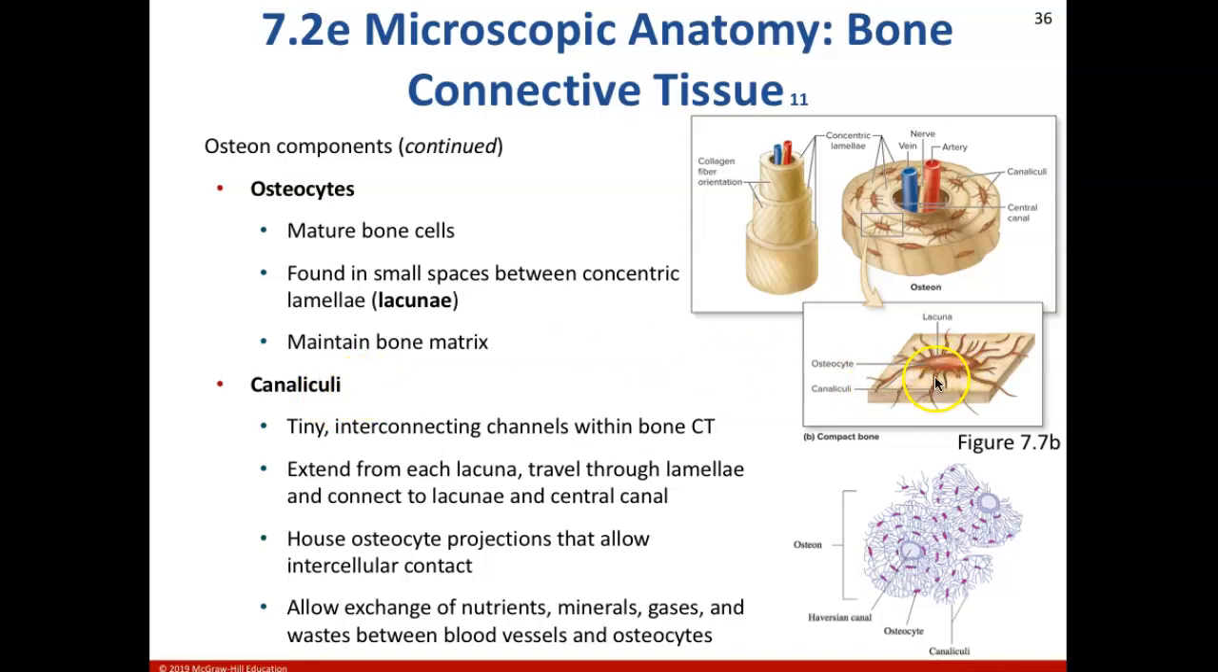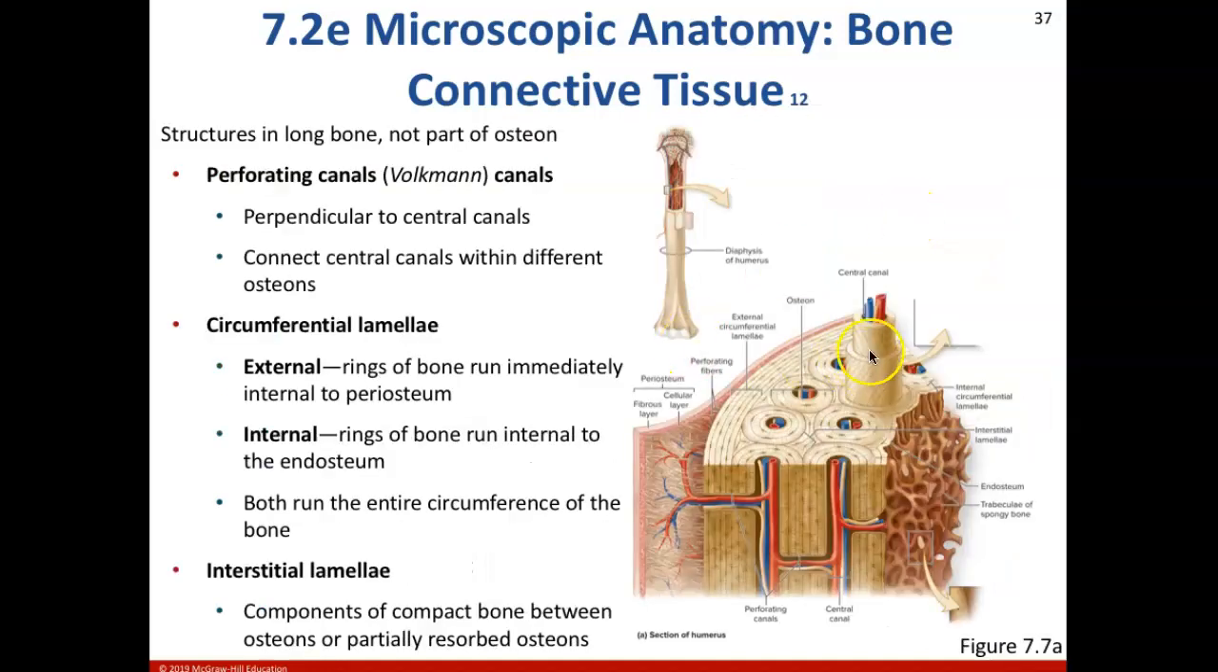So these are tiny interconnecting channels within the bone connective tissue. They're going to extend from each of the lacuna and travel through the lamellae to connect to other lacuna and the central canal. So basically, these are little canals in order to exchange nutrients, minerals, gases, and waste between blood vessels and the osteocytes.